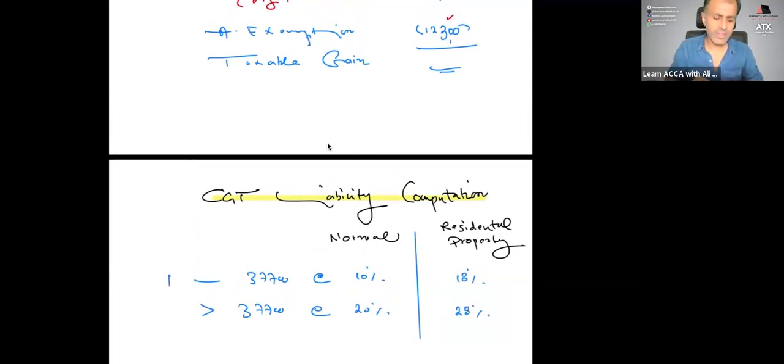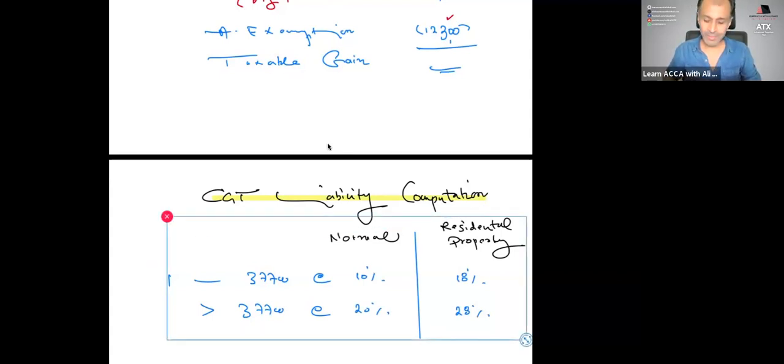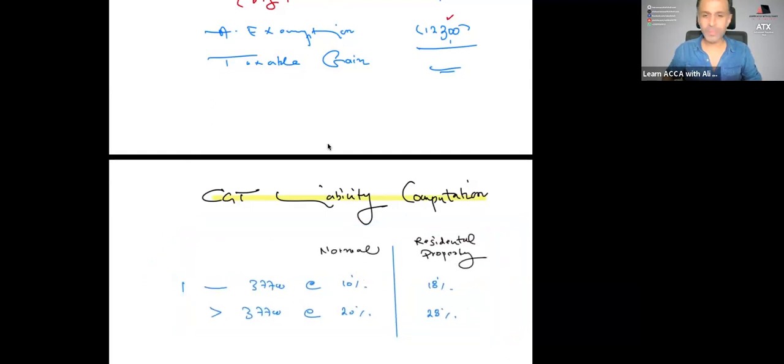But anyhow, the rates will still be provided to you in the exam hall. But it is better to keep them in mind rather than look them up in the Finance Act. Naturally, by the time you prepare all of these topics, watch me explaining and revise again, you will start remembering all of these rates. 10 and 20 are the normal rates. 18 and 28 are specially applicable to residential properties.